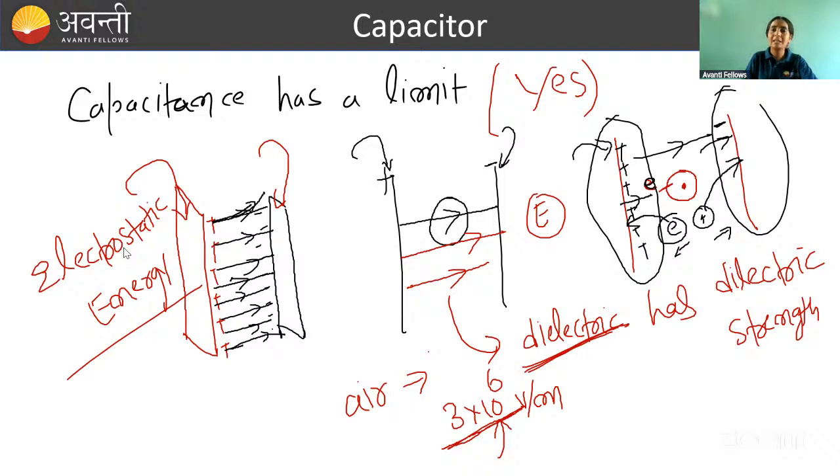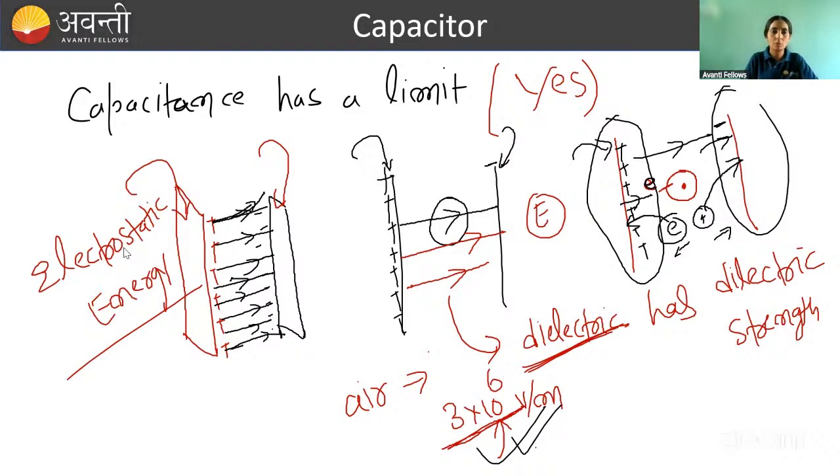Every dielectric has a dielectric strength. It means it can remain a dielectric up to a certain value of electric field. And who is generating the electric field? The charge on the plate. So you cannot store an infinite amount of charge on any capacitor. There is a limit to it, because there is a limit to the dielectric strength.